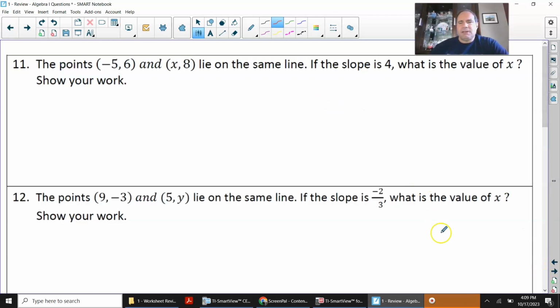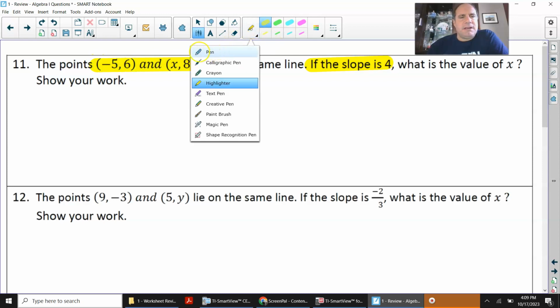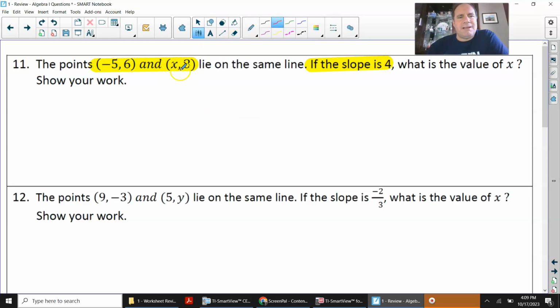Going on to the next one, this is number 11. It says the points -5, 6, and x, 8 lie on the same line. If the slope is 4, what's the value of x? So they give you all of this, and they ask you, what is the value of x? And they give you the slope. So I'm going to do x1, y1, x2, y2. And m equals 4.